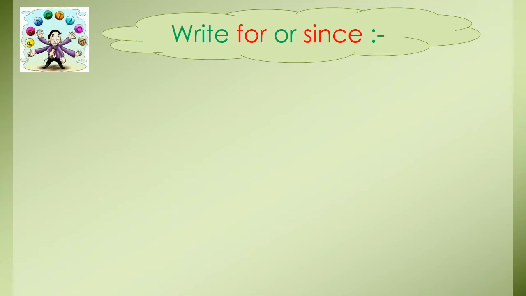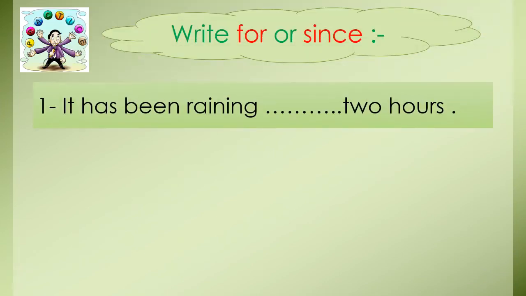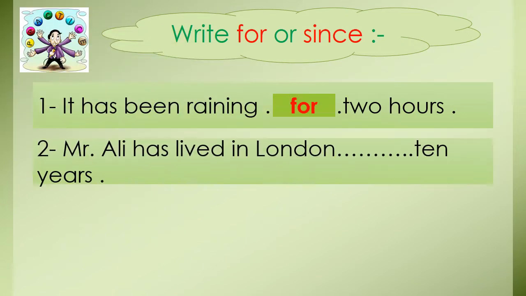Let's practice. Write for or since. Read the sentence and tell me which is the correct, for or since. It has been raining 2 hours. Very good. For 2 hours. Because this is the period of time.